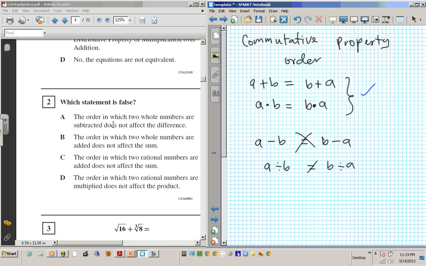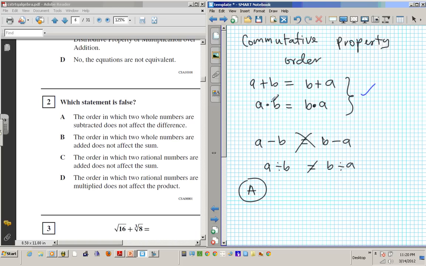All right, so let's look at order here. For this one, if we look at order of subtraction, we have a problem here. Subtraction is not commutative. This one says the order in which numbers are added. Well, that's good. B is good. C, two rational numbers are being added. That's good because addition is commutative. And the order in which two rational numbers are multiplied is good also because multiplication is commutative. So the answer here is A because subtraction is not commutative. Alright?